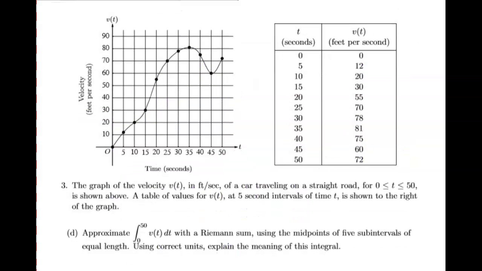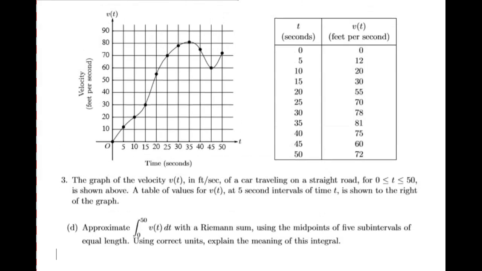Part D, we get to use a Riemann sum, using the midpoints of 5 subintervals of equal length, and to explain the meaning. So this is back to originally when we were drawing rectangles. Let's draw rectangles. Midpoint. So 5 equal intervals. 50 minus 0 over 5, 10. So we'll go from 0 to 10.